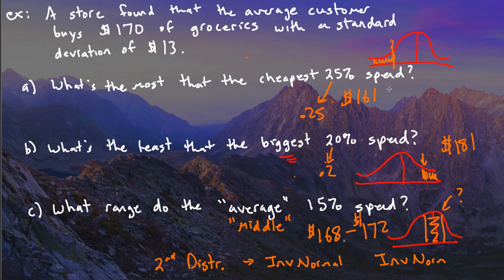That is what the middle 15% spend range, only a $4 range there. That's okay.